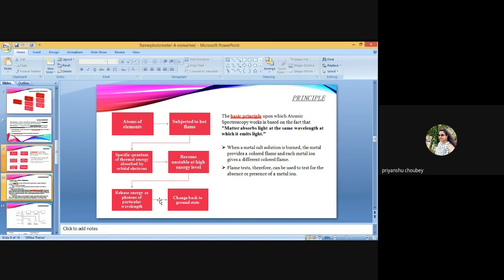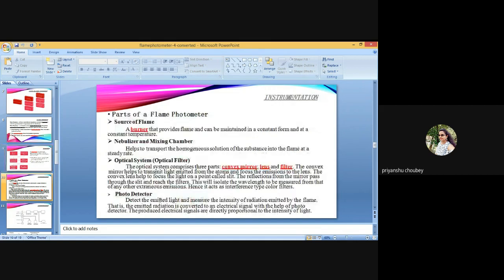Now, colorimeter. A colorimeter determines the concentration of a substance by measuring the relative absorption or transmission of light with respect to a known concentration. Colorimeter analysis is based on the measurement of the intensity of radiant energy after it passes through the sample solution.